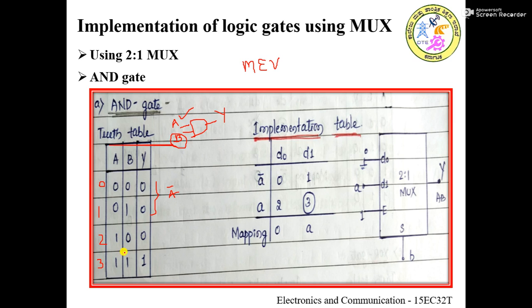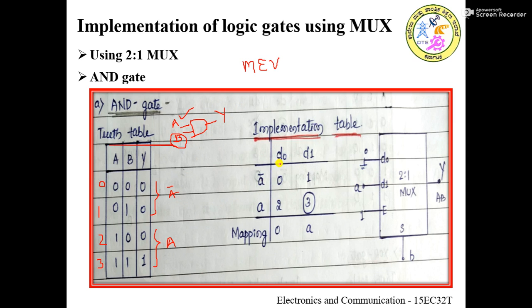For the next two combinations, for the decimal combinations 2 and 3, the value of A is 1, so I can designate the map entered variable as A here. For the first two combinations it is A bar, and for the next two combinations it is A. Now the D0 and D1 of the inputs have to be mapped with the map entered variable, that is, they have to be mapped with A according to the implementation table.